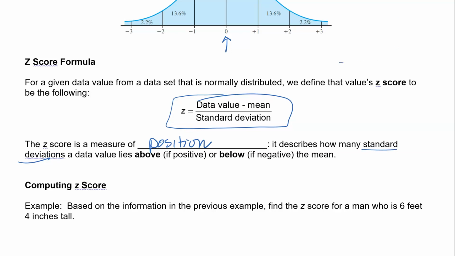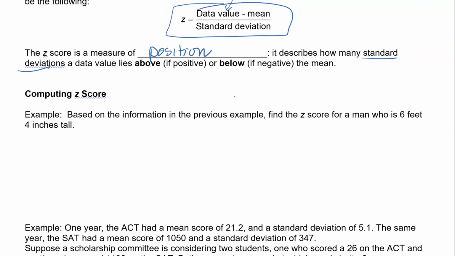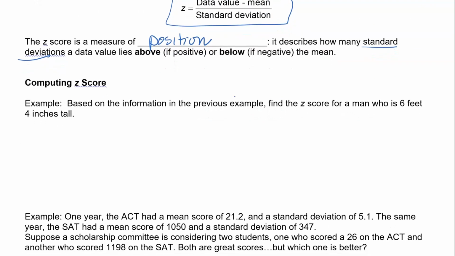So just a quick example, let's say the average male height is 5'9", and let's say there was a male that was 5'8", and you wanted to know how many standard deviations away from average. I can tell you right now that this person's Z-score is going to be negative because he's below average. And we could plug the value into the formula for the data value to find the exact Z-score. So let's actually go ahead and do this example. Based on the information in the previous example, find a Z-score for a man who is 6'4" tall.